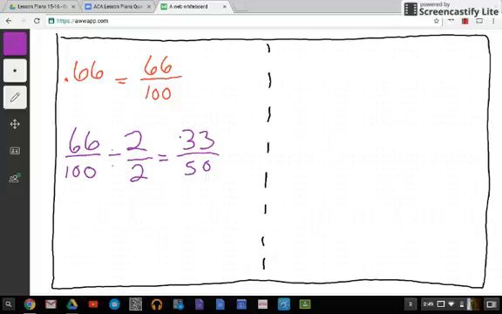Well, so when I look at that, 50 can be divided by 2, 33 can only be divided by 3, and 50 cannot be divided by 3. So this is simplest form. So if I was converting this to a fraction in simplest form, it would be 33 fiftieths. That would be my answer if I was working a problem like this.